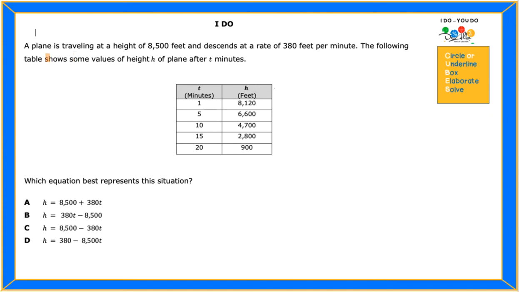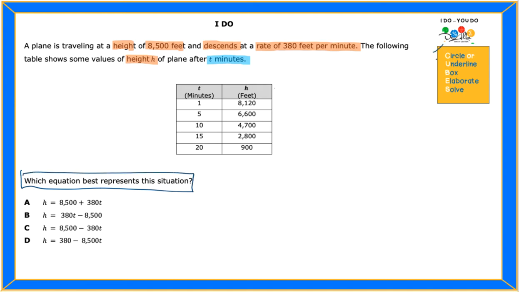So they said the plane is traveling and the height is 8,500 feet. Then it descends, so it means it's going down. The rate is 380 feet per minute. Then the table represents this data, and they have the height, h, and the time in minutes. And the question is, which equation represents the situation?